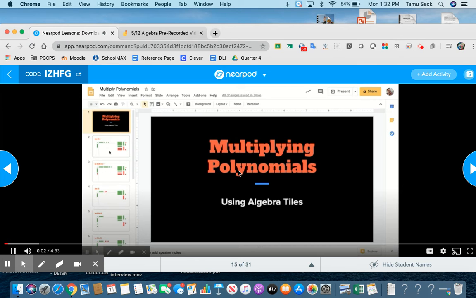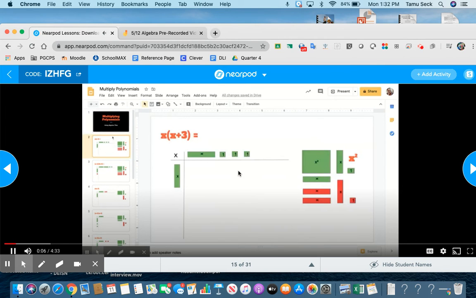Hello, we're going to be multiplying polynomials using algebra tiles. So we're going to start with multiplying a monomial by a binomial. The x is the monomial, the x plus 3 is the binomial. So here's how we set up the mat for algebra tiles. This side we're going to put the monomial x, because we're going to times it by x plus 1, 1 and 1 is 3, so x plus 3.